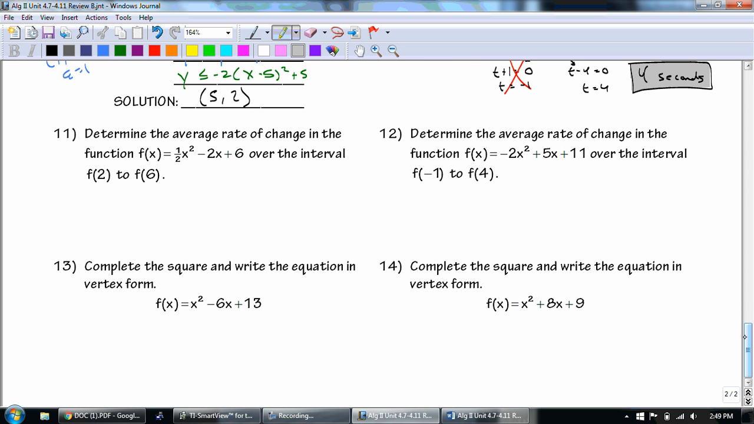Number 11 and number 12 are both doing rate of change. So when we see that rate of change, I want to know what happens when I plug those guys into the equation. All right, so what we're going to do for each one of these, we're going to say f of 2 and then f of 6. So first thing I want you to do is plug those numbers in and find out what you get. Okay, pause the video and good luck.